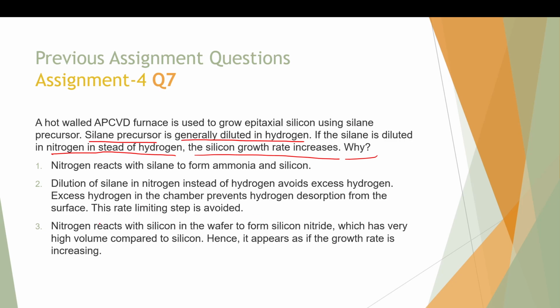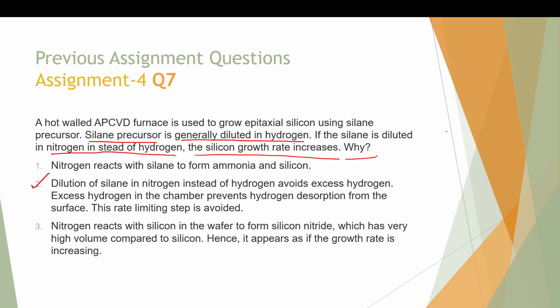Then third point is nitrogen reacts with silicon in the wafer to form silicon nitride, which has very high volume compared to silicon. Hence, it appears as if the growth rate is increasing. Okay, so the correct answer here is the second option.